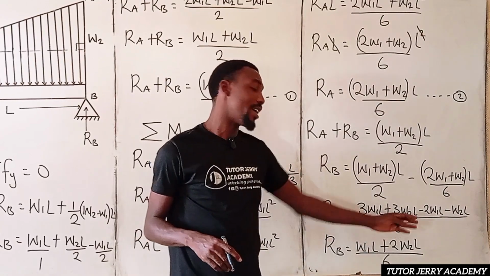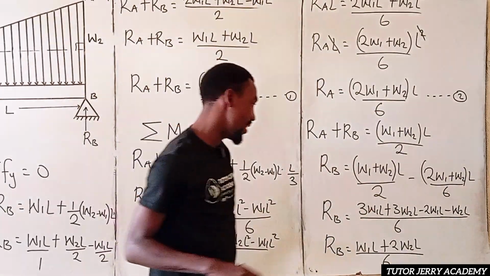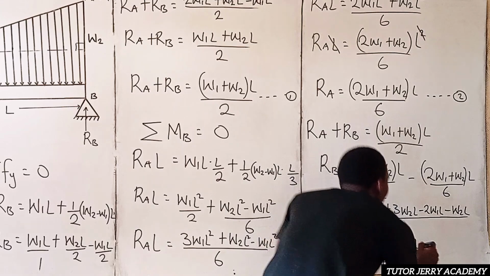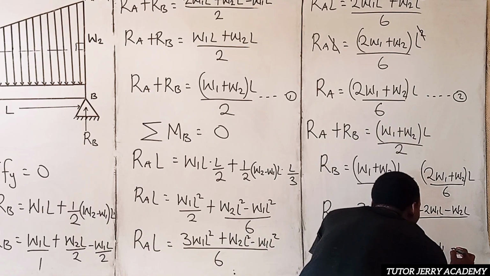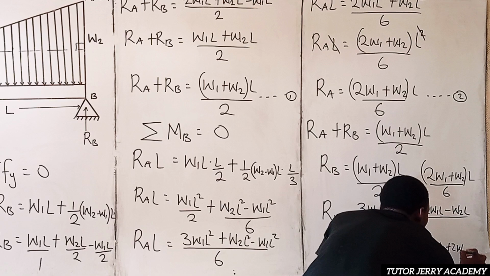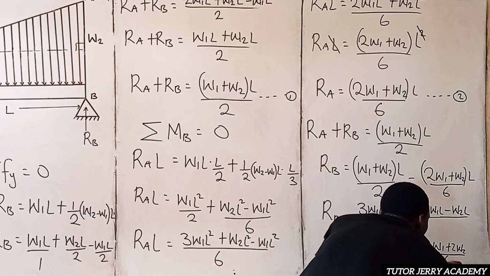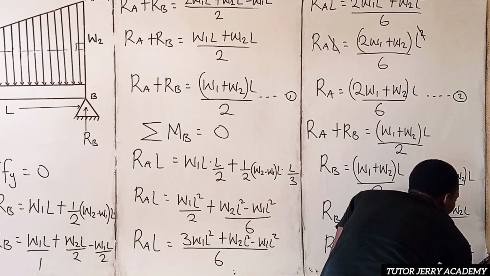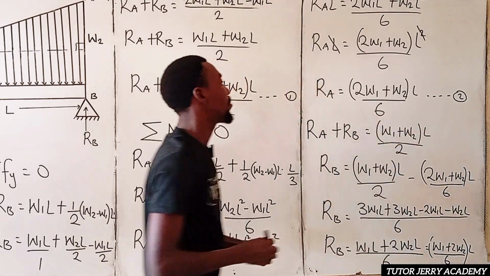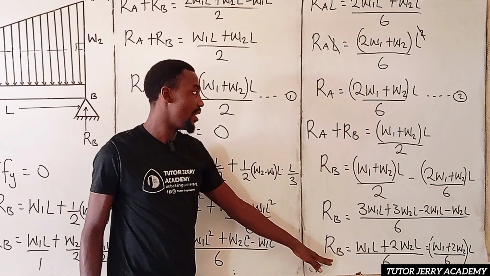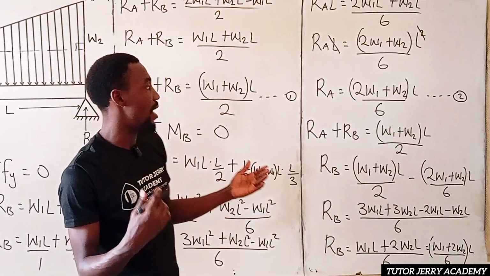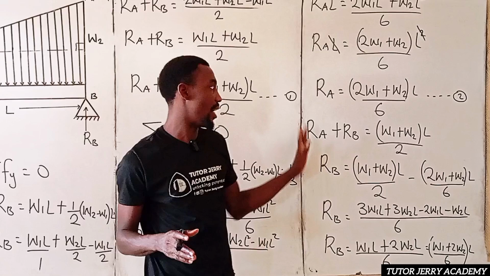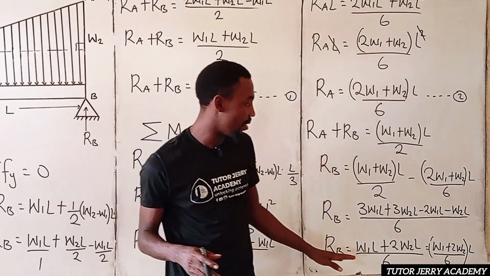We can therefore factor out L now. If we factor out L, it means that we can write this our equation to be equals to W1 plus 2W2 all over 6, everything multiplied by what? L. So now this is going to be the reaction at B, and this is the reaction at what? At A. Alright, so we are done with the reaction at A and then the reaction at B.